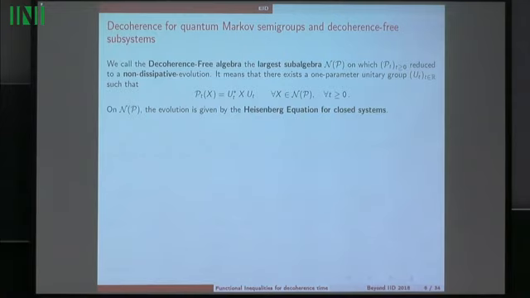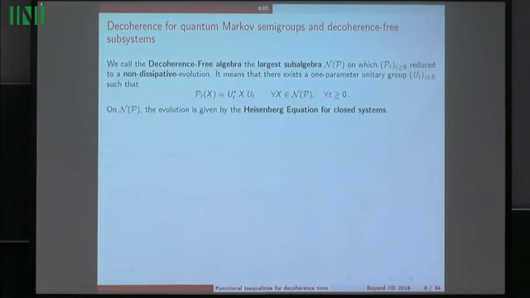This algebra is the largest subalgebra of all the observables on which the evolution is unitary. What I mean by this is that if I take an observable in this algebra, it will evolve in a unitary way. The quantum Markov semigroup evolves like a closed system, and such an evolution will be the solution of the Heisenberg equation for a closed system.